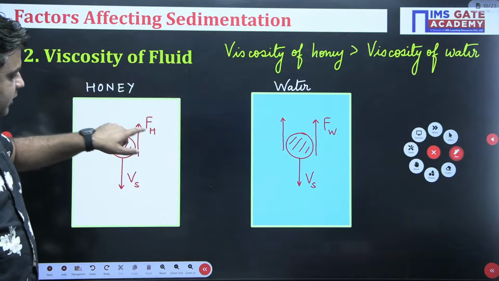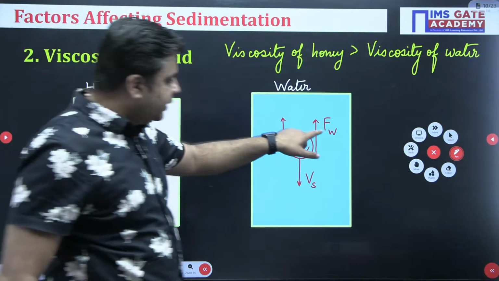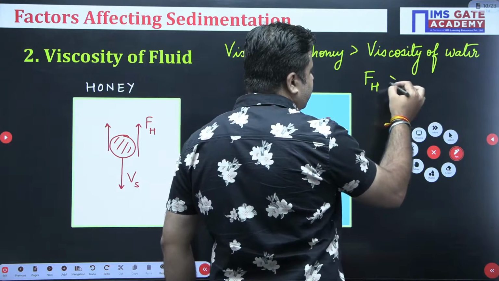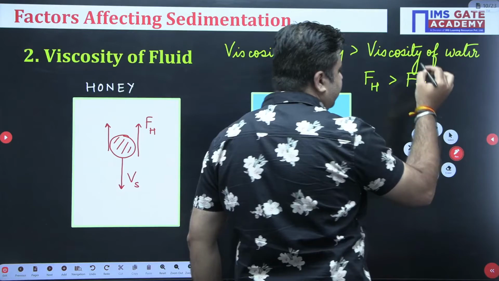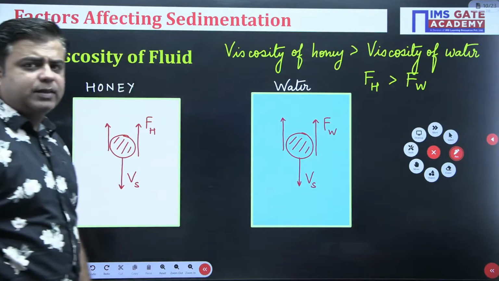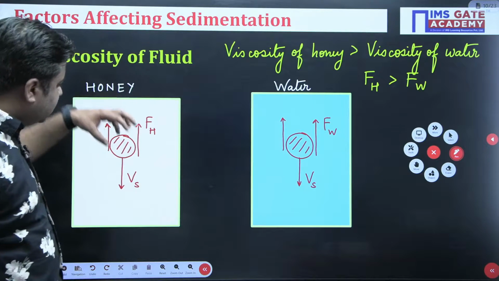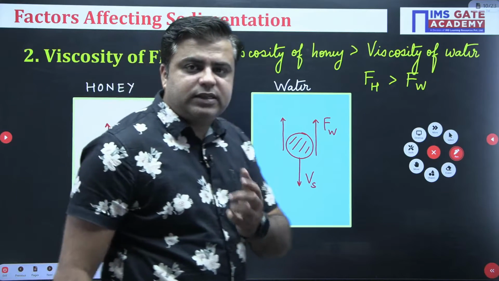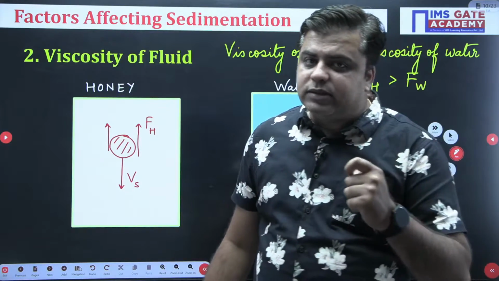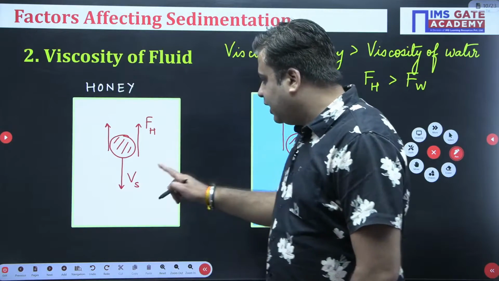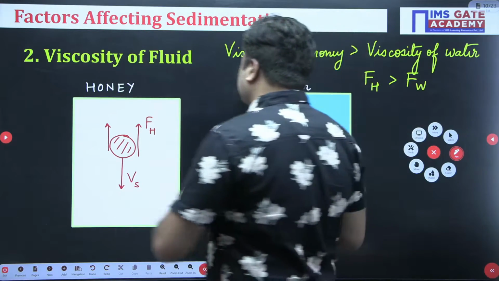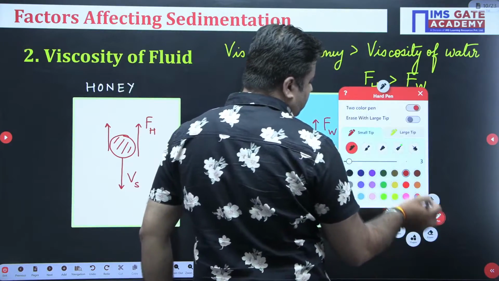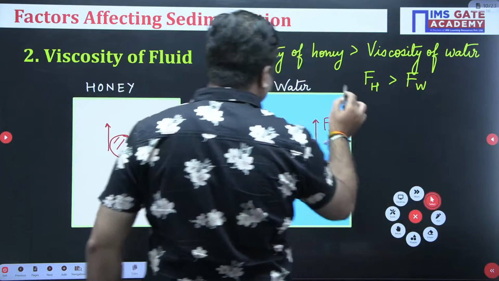Therefore, the frictional resistance applied by honey will be more than the frictional resistance applied by water. And if the frictional resistance applied by honey is more, it means the settling of the solid in honey will be less. So more the viscosity of the fluid, less will be the settling of solids.